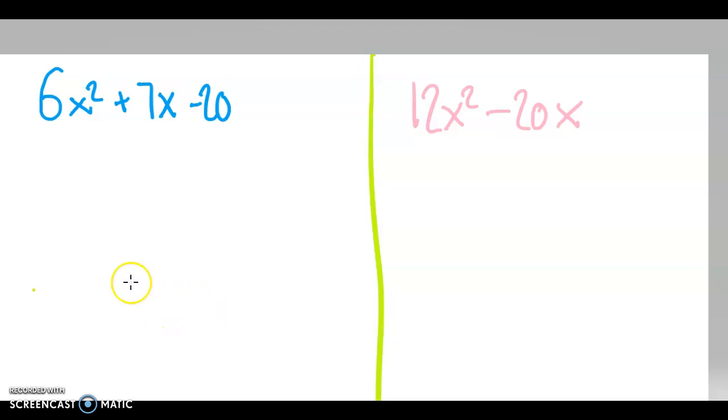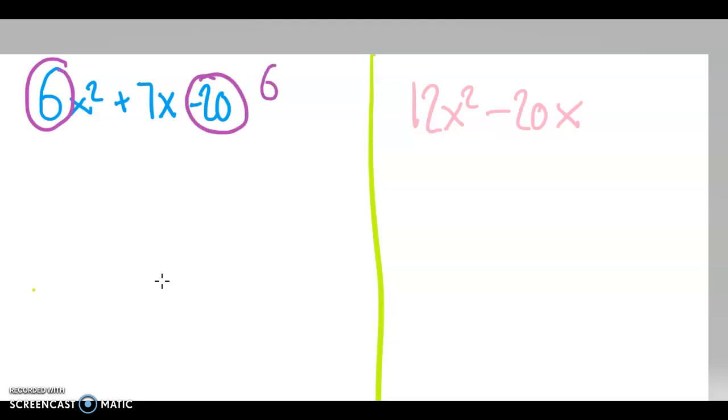Hi there, for my final video presentation, I will be factoring these two quadratic expressions. Now, our first equation will be 6x^2 + 7x - 20. Looking at these three numbers, we can see that there are no common factors, but there is a way to fix this. What we need to do is multiply our a value by our c value.